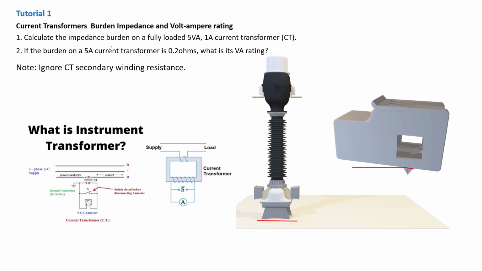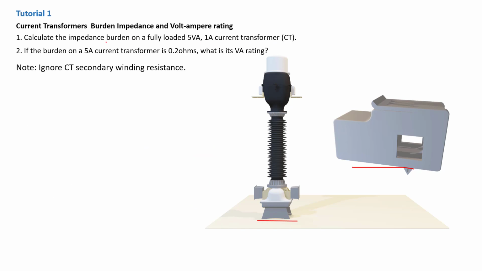We need to calculate the impedance burden on a fully loaded 5 VA, 1 amp current transformer. Now, what is the impedance burden? The impedance burden is the impedance on the secondary of the transformer that is attached to it. So the first thing is to lay out what we have before we proceed into our calculations. We have SB, that is the burden VA, that is 5 VA.